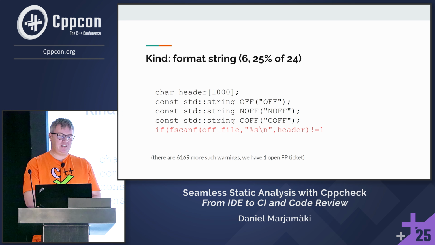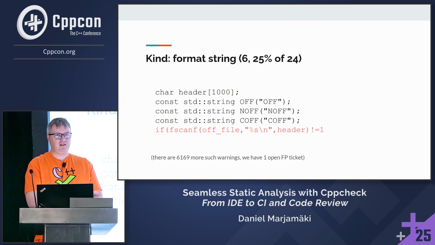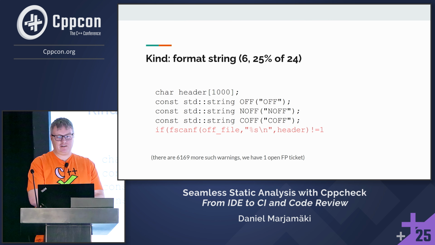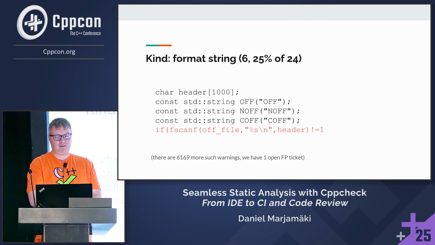So there are 6,169 such warnings in Debian. And I think that many are true positives. We have one known issue in this checker only. So it's one ticket we have in our issue tracker.